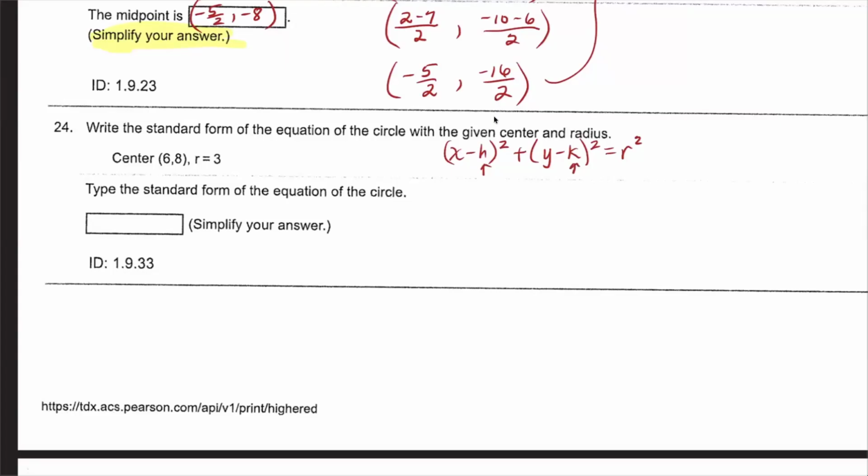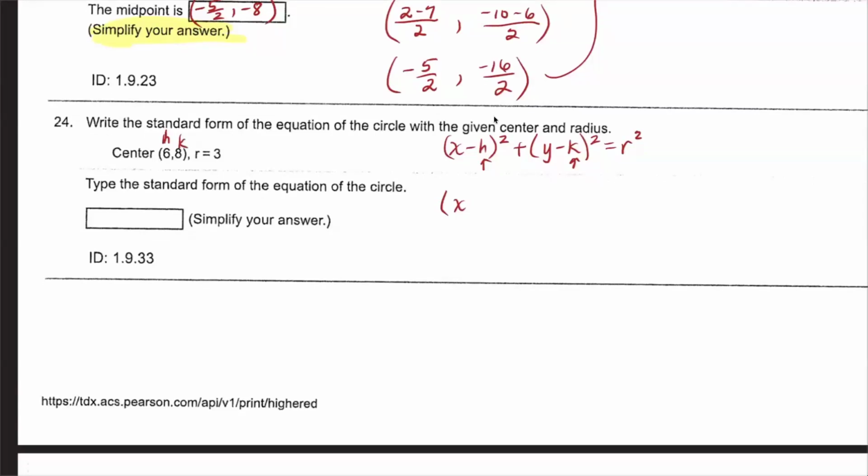So to write this in standard form, you plug in the values. They give you h is 6 and k is 8. So (x minus 6) squared plus (y minus 8) squared equals whatever the radius is, 3 squared.